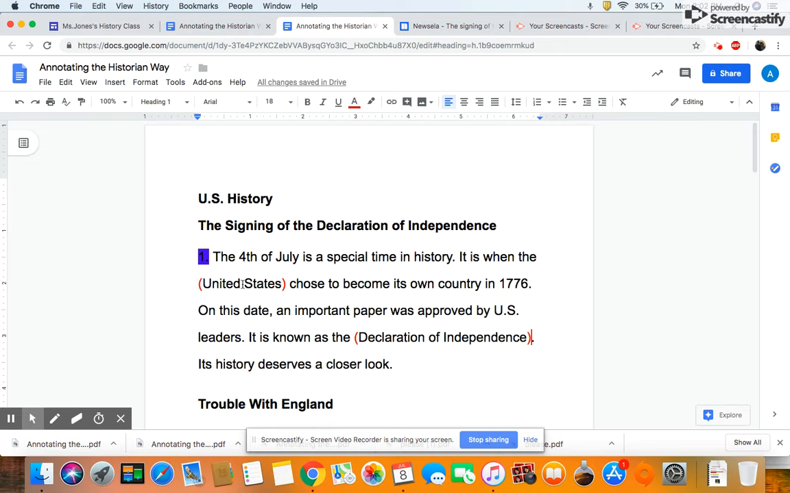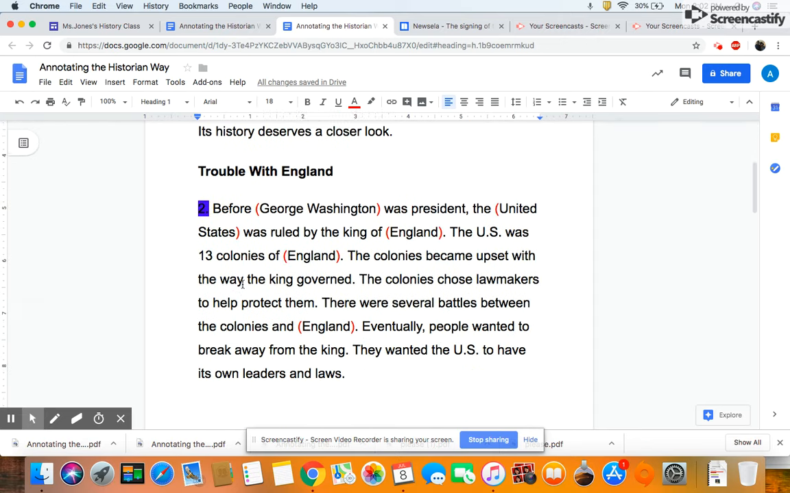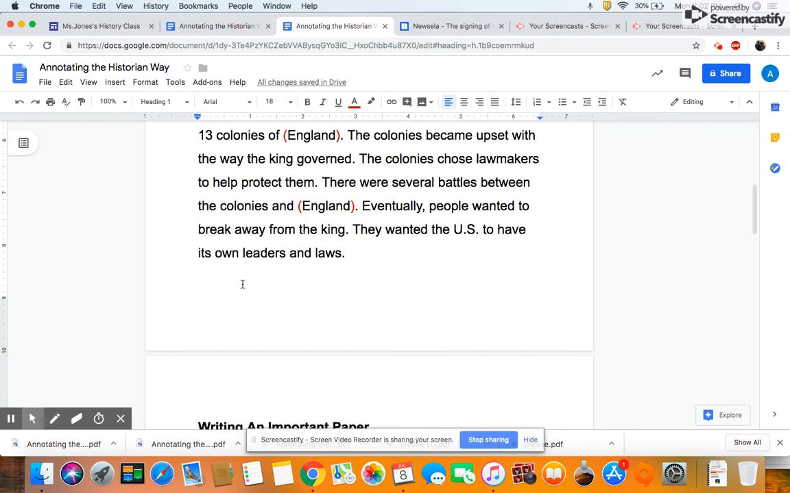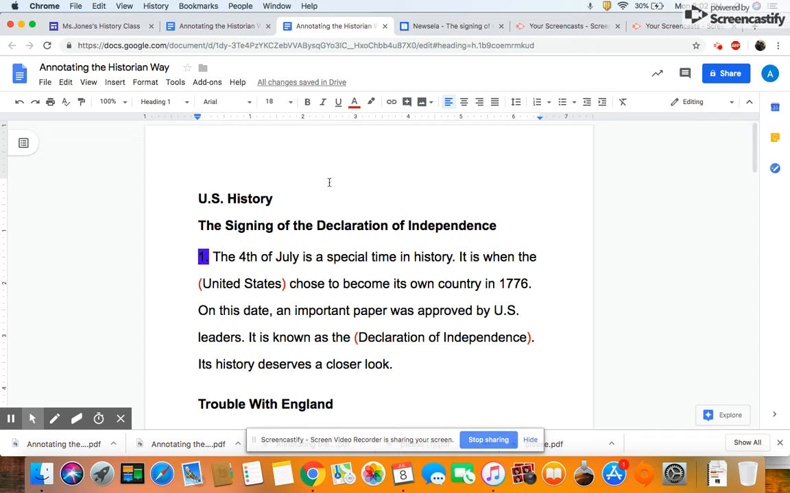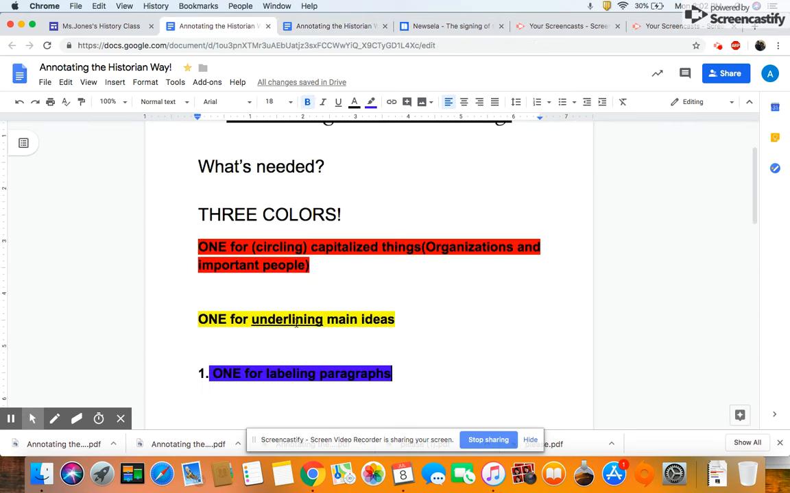As you can see, I've gone ahead and labeled my paragraphs, and I've also circled capitalized information. The thing that we're going to be doing together is underlining main ideas. Now, I think it's important to note that, yes, I've highlighted this information so that you can see that it's three different colors, but for underlining, it's going to be in black.